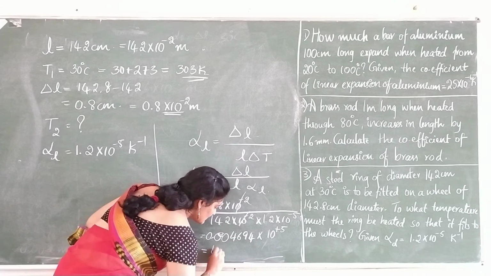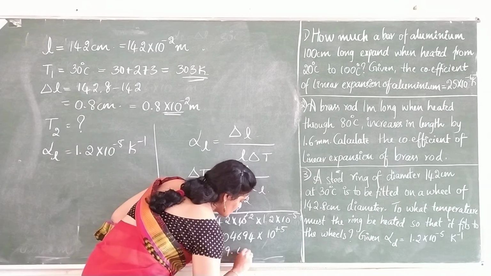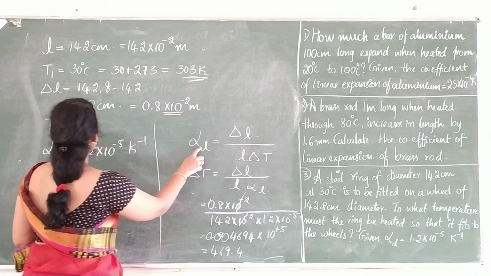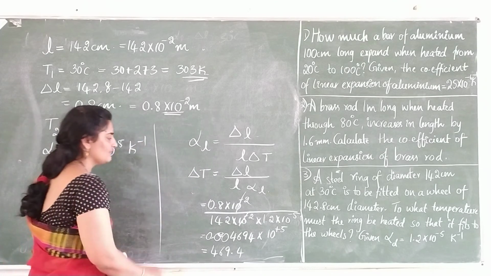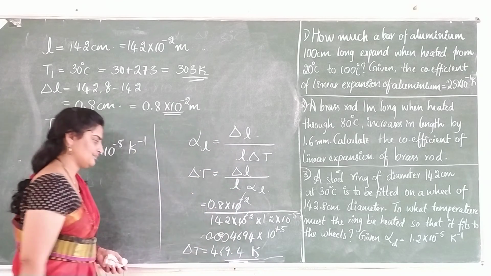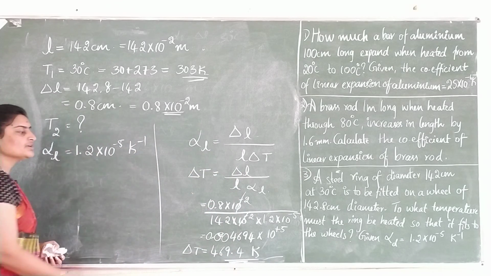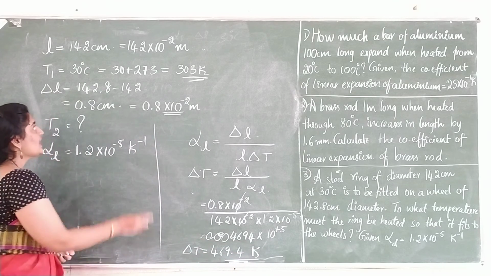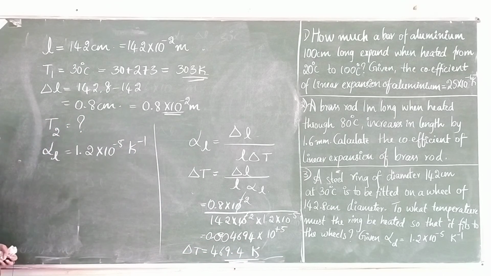Right? So answer is 469.4. What is the SI unit? We have substituted the value of alpha L in per Kelvin. So delta T is in Kelvin here. This is not the final answer because this is change in temperature. What they have asked? They have asked final temperature, right?